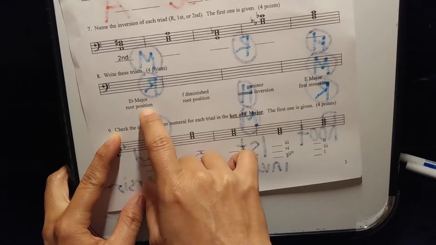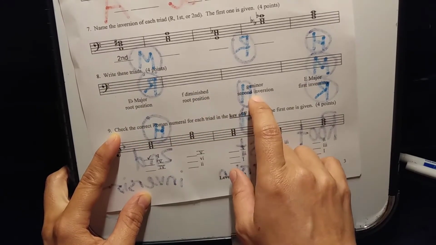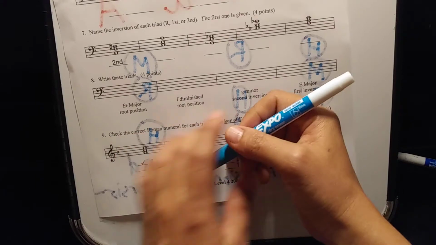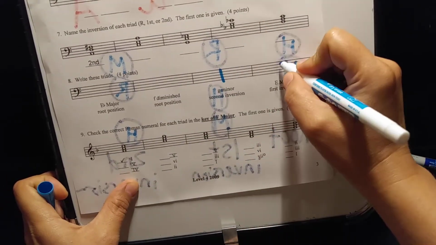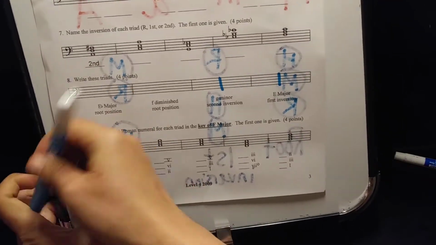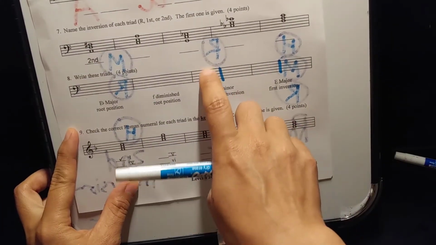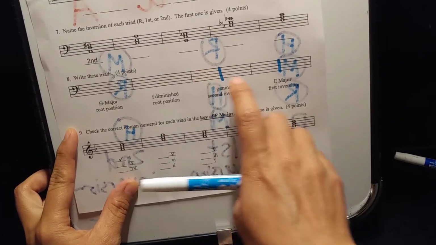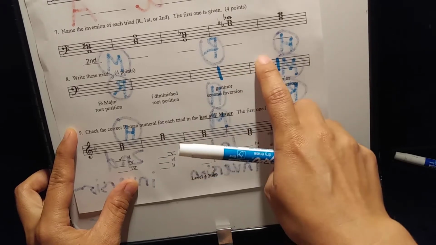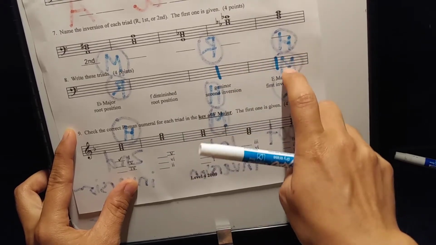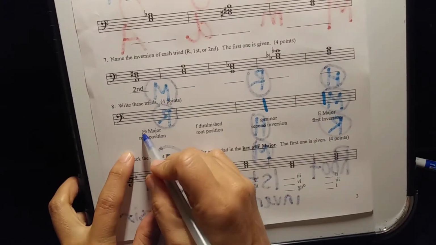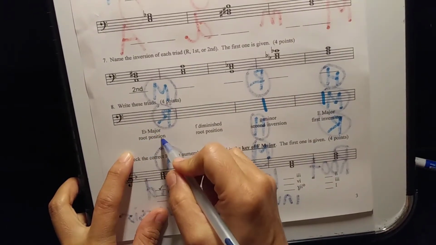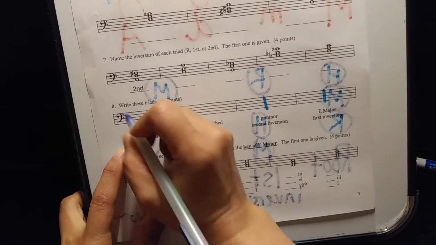This one is in root position. Root position, second inversion. When you see the second inversion, you draw a line in the middle. And first inversion, draw a line in the middle, because we're going to do both. We're going to do root position here, then the second inversion here, root position here, then the first inversion here.